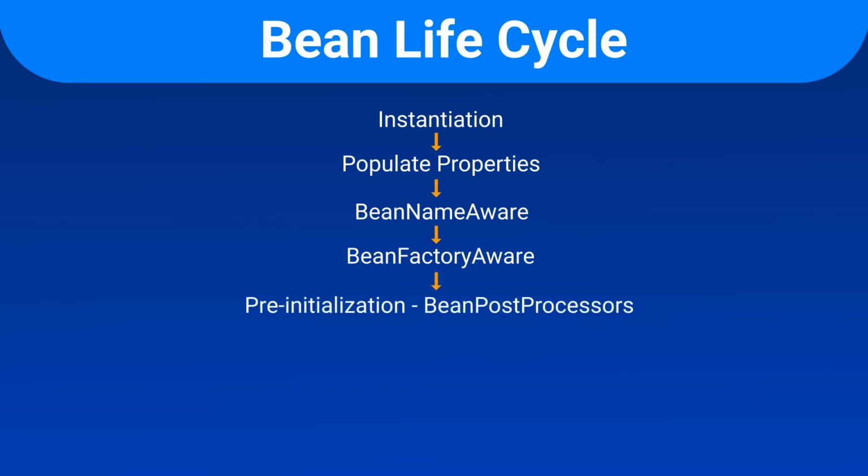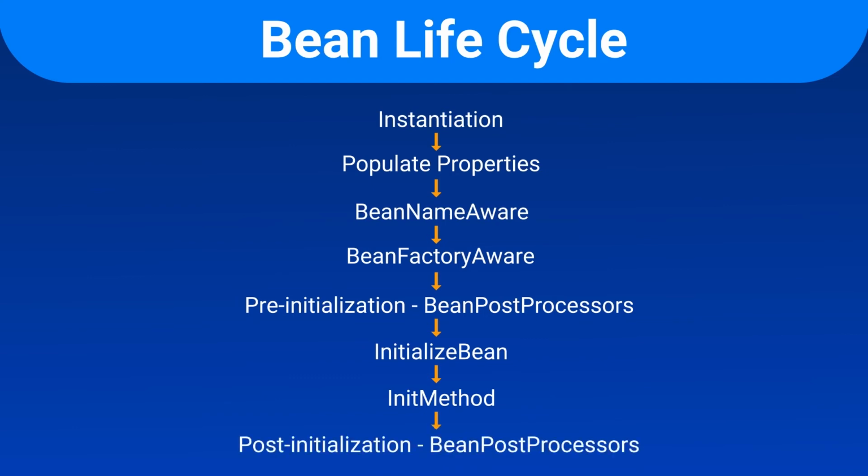Next, we do a pre-initialization using bean postprocessors. And from here, we can initialize the bean using the properties that were just set. It's at this point we can call an init method, which we're going to go ahead and do a small demonstration of. And then we wrap up the whole process using another set of bean postprocessors.